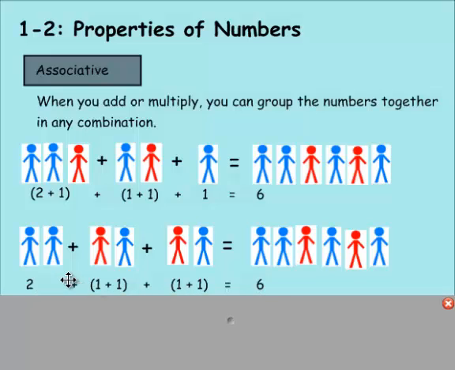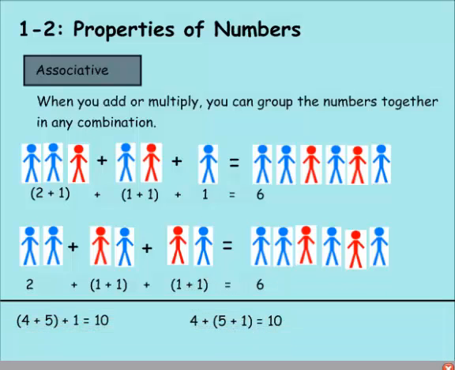Here we have 2 blue together. We have a red and a blue that are associated. We have a red and a blue that are associated. Add all those together. Hey, you still end up with 6. So you see that these are associated the first time, the 2 and 1. Now the 2 is all by itself. The 1 plus 1 is over here by itself, or grouped together. And then this all adds up to 6 either way.